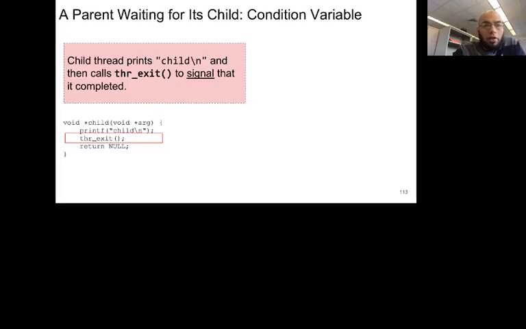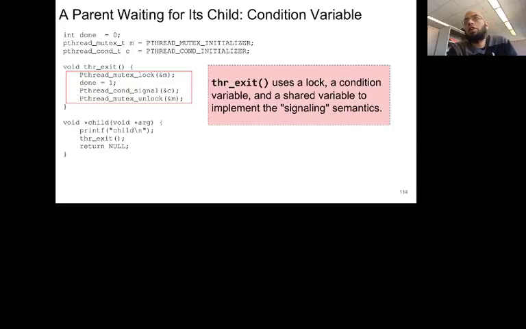The child thread is now created. It's called, and it prints child, like whatever it was going to do. Now it's printf that is going to print just the word child and a new line, and then it calls thread underscore exit to signal that it is completed. So thread exit looks like this.